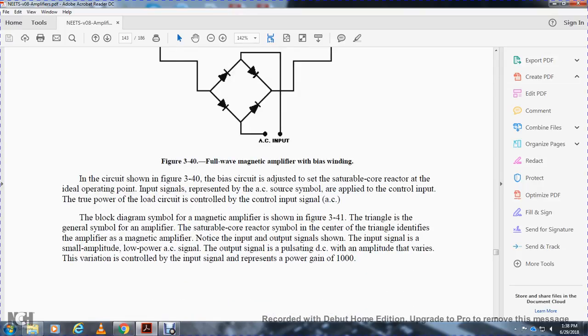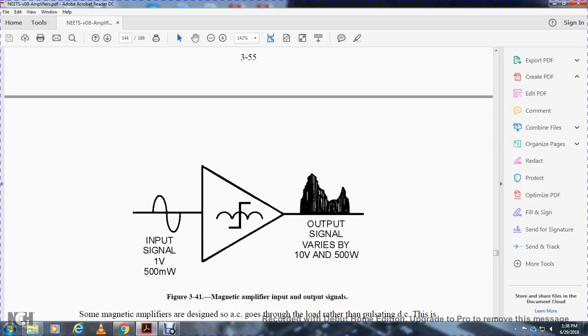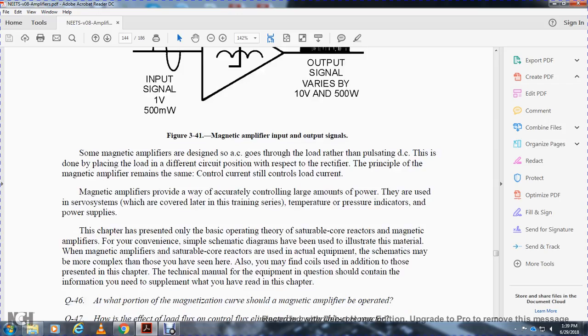The block diagram symbol of the magnetic amplifier is shown in figure 3-41. The triangle is the general symbol of the amplifier. The saturable core reactor symbol in the center of the triangle identifies it as a magnetic amplifier. Note the input and output signals shown. The input signal is a small amplitude, low power AC signal. The output signal is pulsating DC, with the amplitude variation controlled by the input signal, representing a power gain of 1,000. Figure 3-41 shows the magnetic amplifier input signal at 1 volt and 100 milliwatts, and an output signal varying with 10 volts and 500 watts.